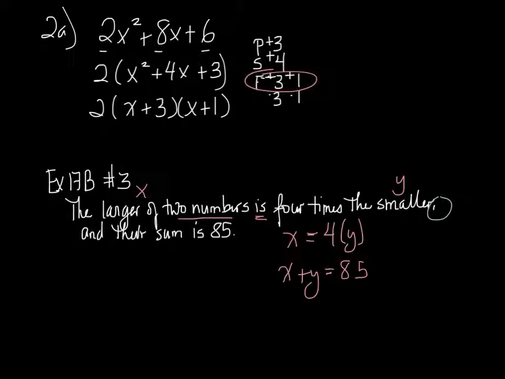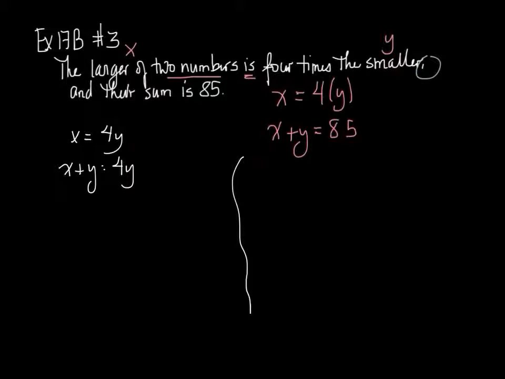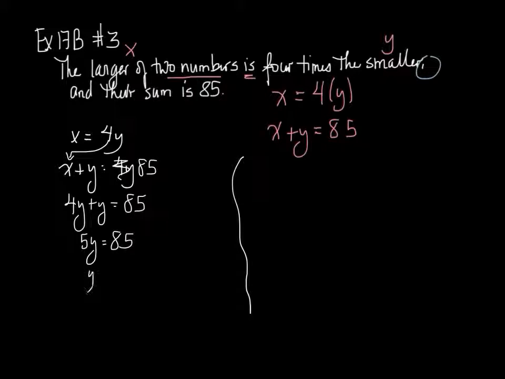Now you have two equations, and you can solve them either simultaneously or by substitution. We can do it both ways if you'd like. Let's start with substitution. I know that x is 4y, so I can substitute 4y in for x, and I can write 4y plus y equals 85. So this is 5y equals 85. Therefore, y equals 17.